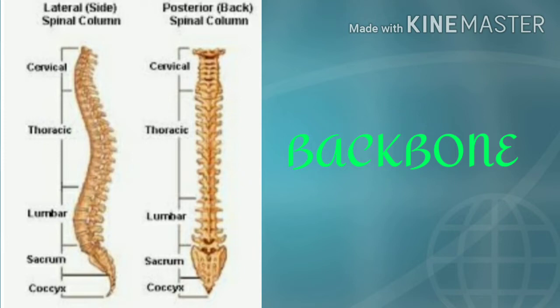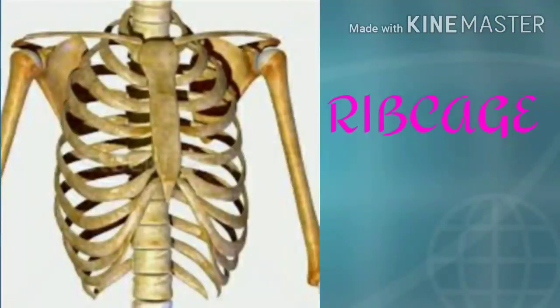In between the vertebrae are present cartilaginous discs that prevent the bones from wear and tear. Our backbone supports the head at its top. So let's move to next topic. Our next topic is ribcage.